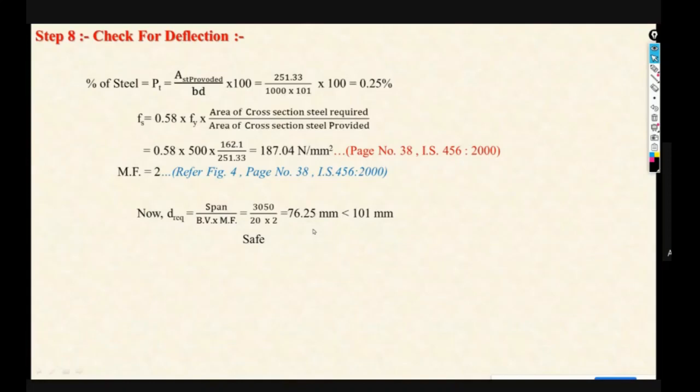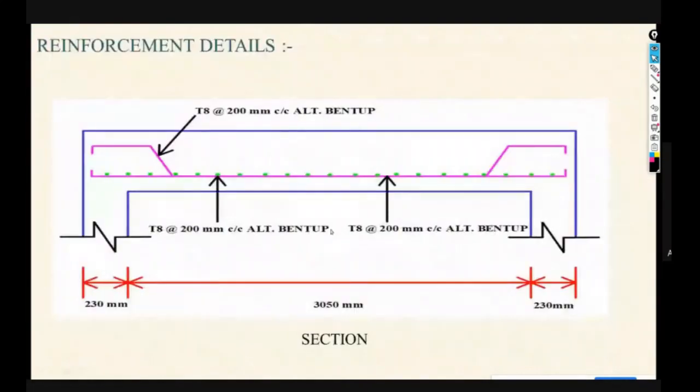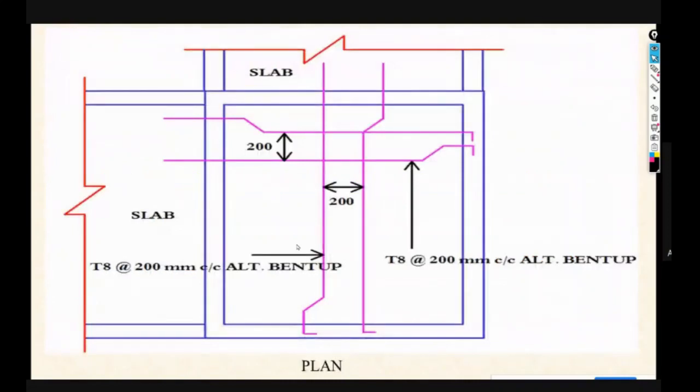Okay, now if it is safe in deflection, we can directly go for the detailing of reinforcement. See, this is detailing of reinforcement. So in both directions, in LX and in LY, your diagram is the same because we have provided the same reinforcement, 8 mm at 200 mm center to center. And alternate bent up bars that we have considered for the slab in both directions. So this is the plan view. Alternate bent up bar in this direction, and in this direction also alternate bent up bar, and spacing between two bars is 200. So such type of detailing we can give to the site.